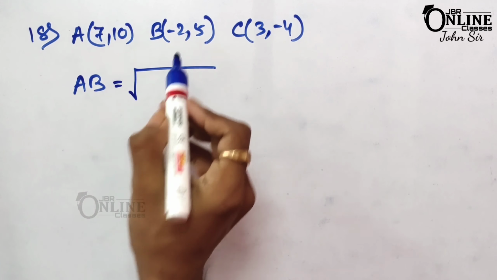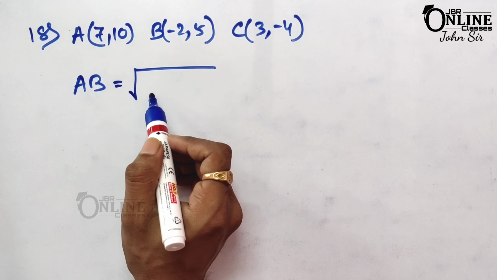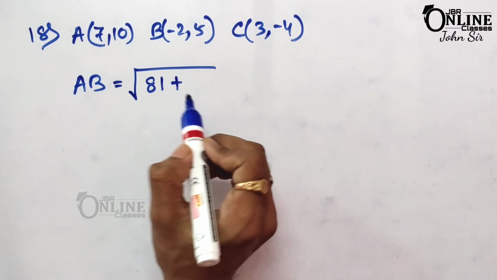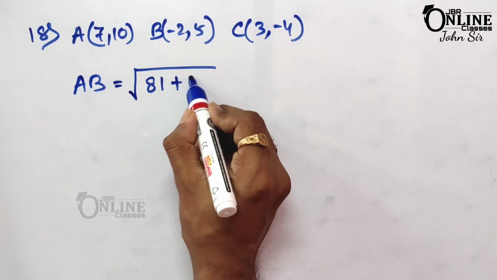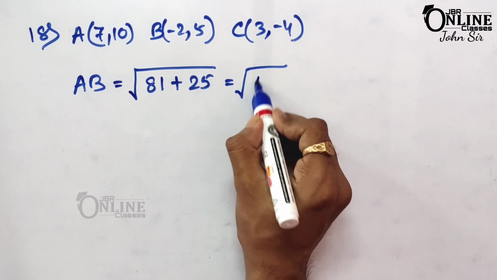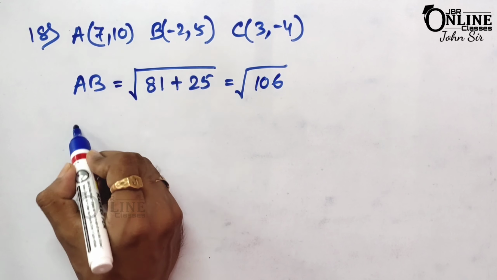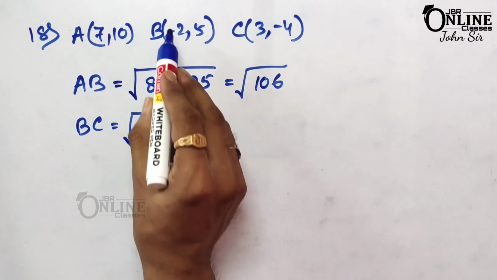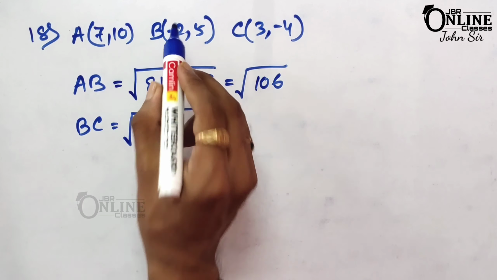AB equal to minus 2 minus 7, that means minus 9. So minus 9 whole square, it will be 81. Then 5 minus 10 minus 5 whole square, that equal to 25. So 81 plus 25, that is 106. Next one BC. For BC 3 minus, so here also minus, so plus, that means 3 plus 2 5.